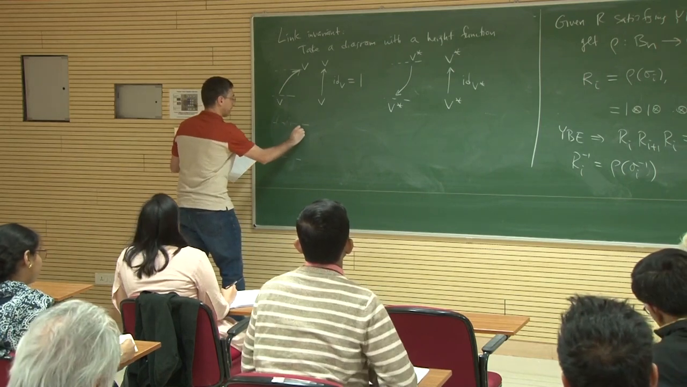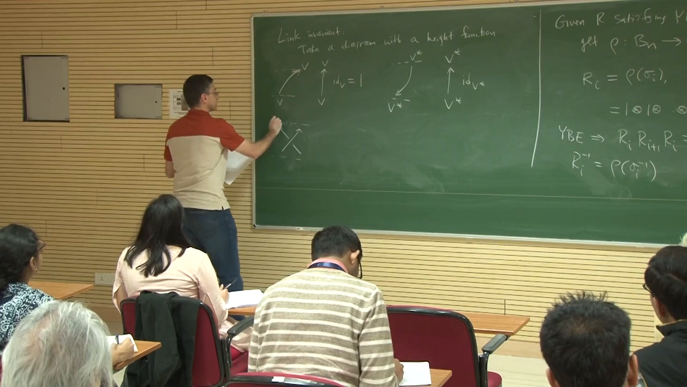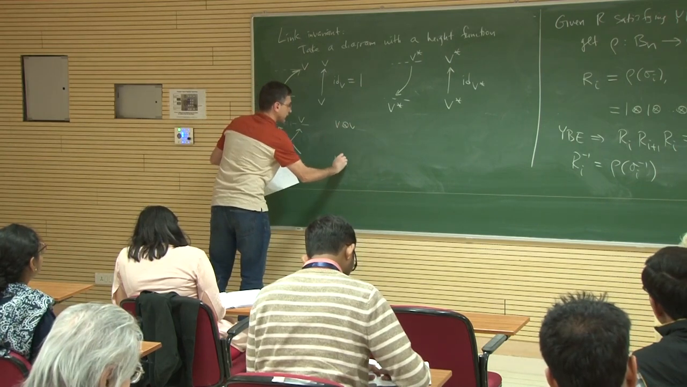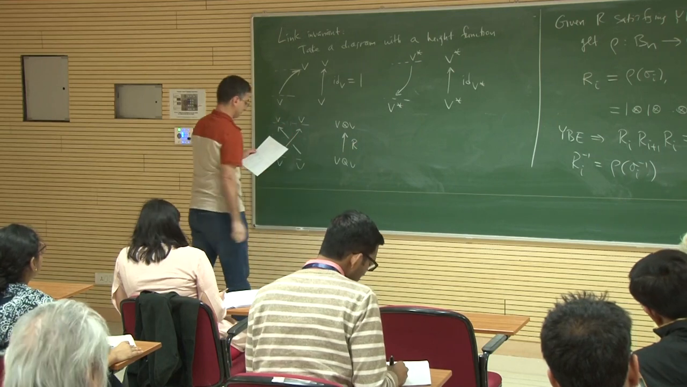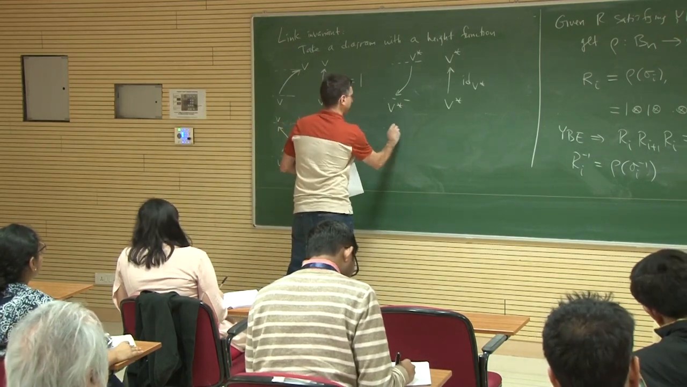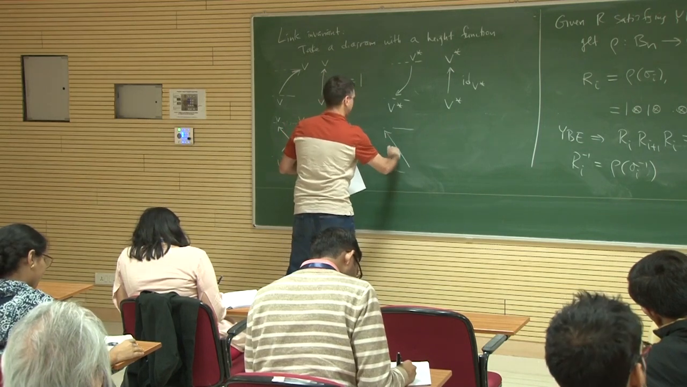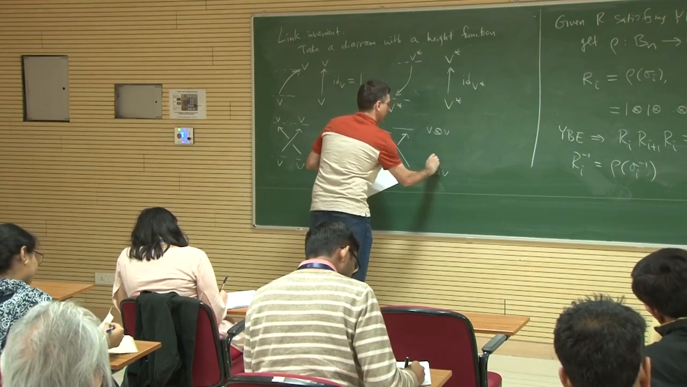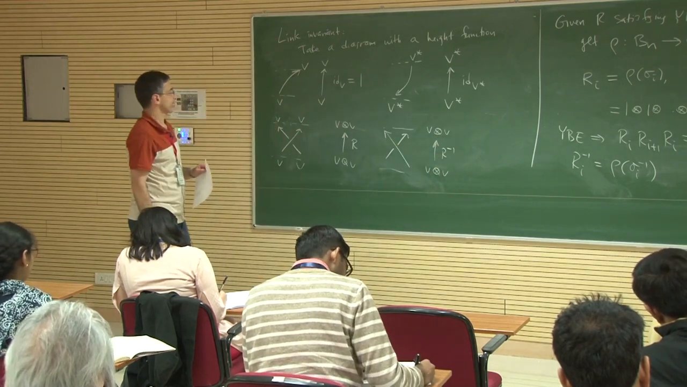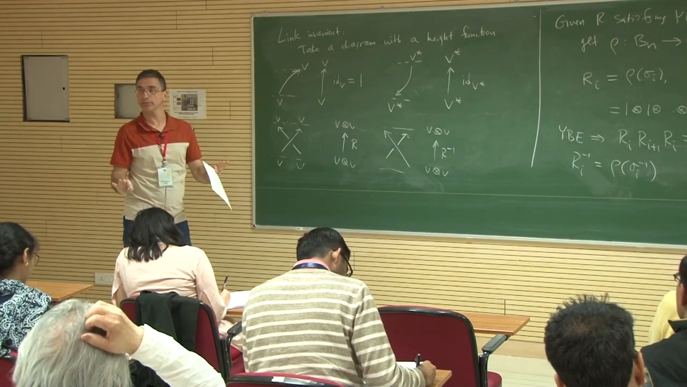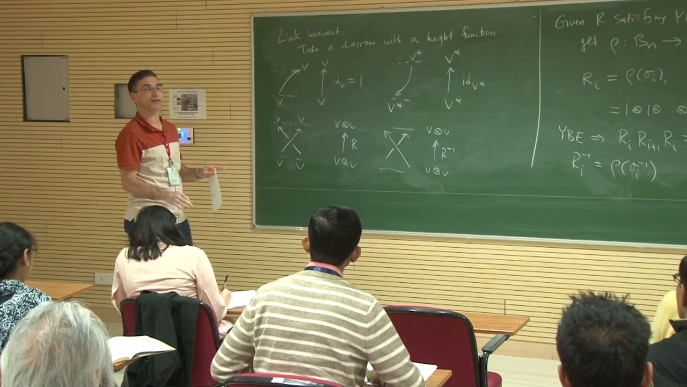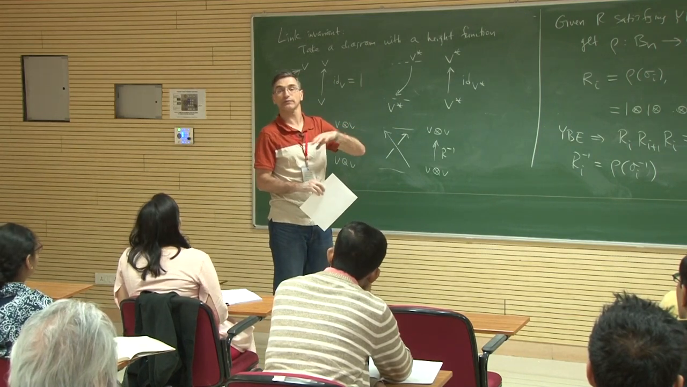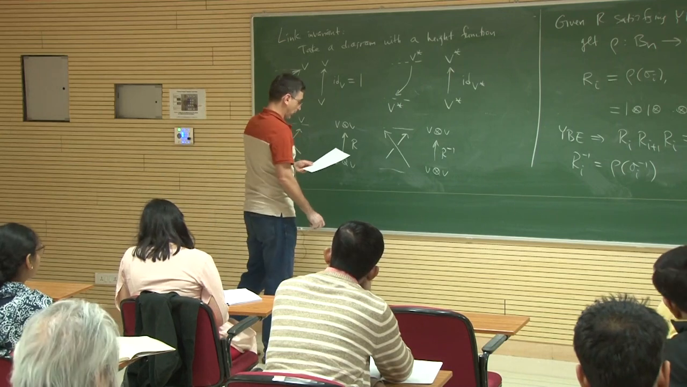Then the key point is the crossings. If I go like this, this is from V to V. This is going to be from V tensor V to V tensor V. This is going to be my R. And the other crossing is going to be from V tensor V to V tensor V by R inverse. Okay? So far, so good? Please stop me if anything is confusing. This is a graphical calculus to transform a framed tangle into maps on vector spaces.